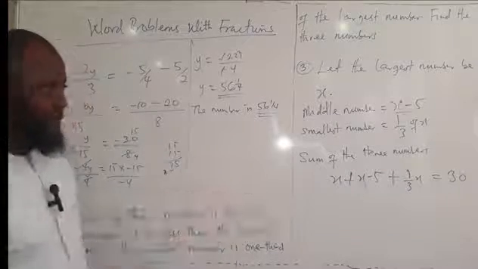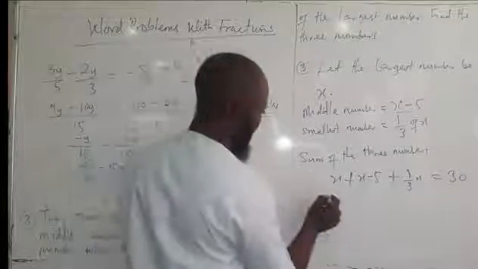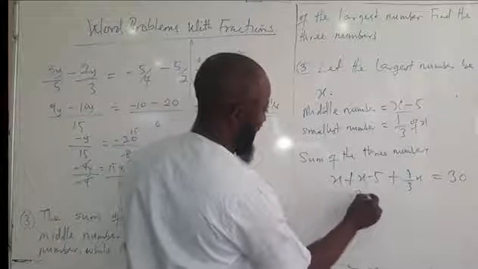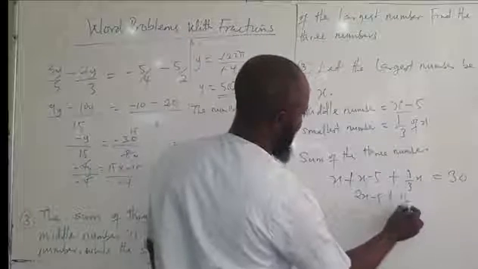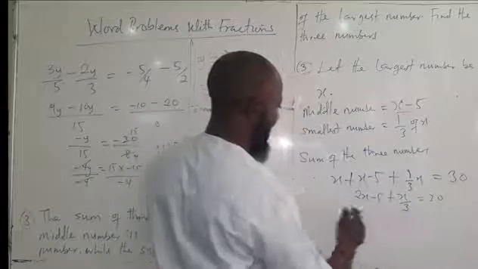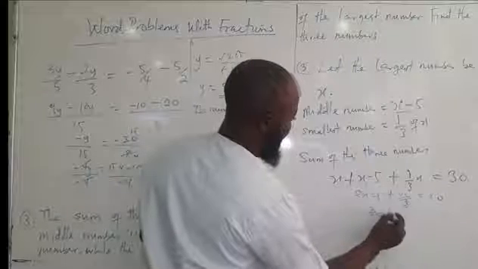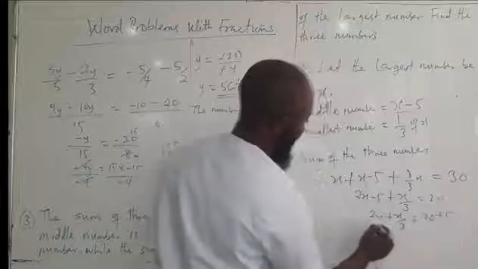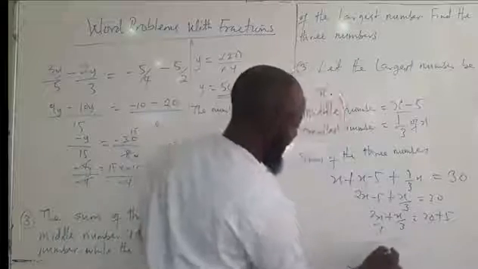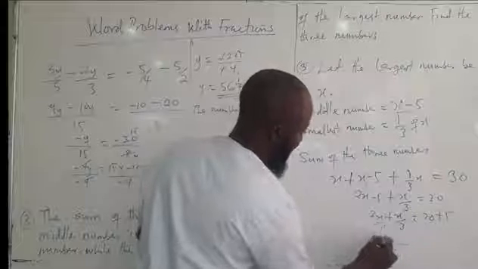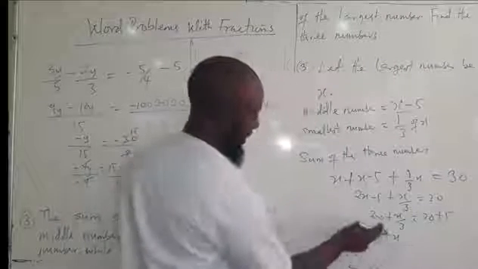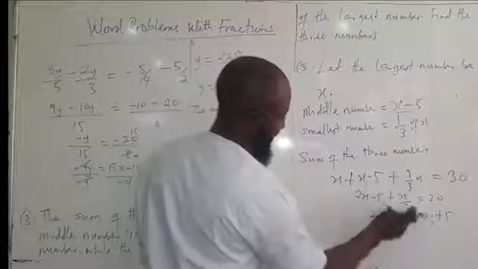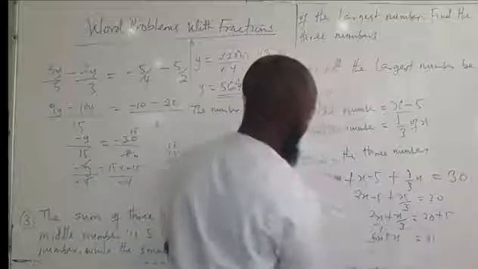Then we can solve for the value. So that means we're going to have x plus x, so that is 2x minus 5 plus x/3 equals 30. So we can collect like terms. This will be 2x plus x/3 equals 30 plus 5. So make this one number 1. Find the LCM of this, which is 3. So that is 6x plus x. 3 times 2x is 6x, 3 in 3 is 1, 1 times x equals 35. Am I with you?